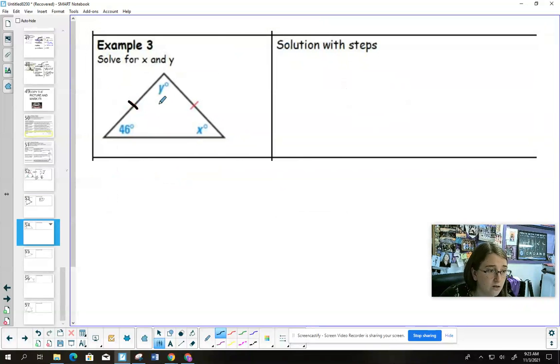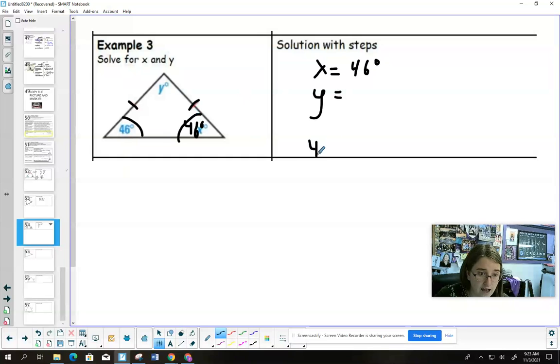Again, what you're noticing here, you have to notice that we've got two sides the same. You need to find x, you need to find y. So you need to think, okay, if I have two sides the same, I have two angles the same. Which angle is going to be the same as 46, if any? And then we can find y from there. Okay, well, x is going to be 46 as well because these are also base angles.